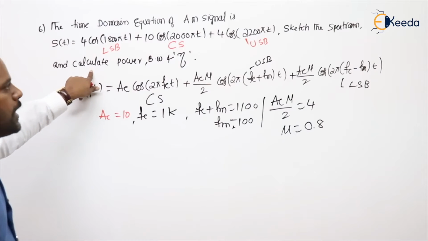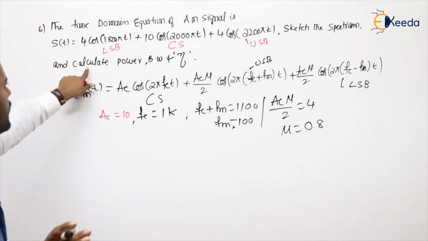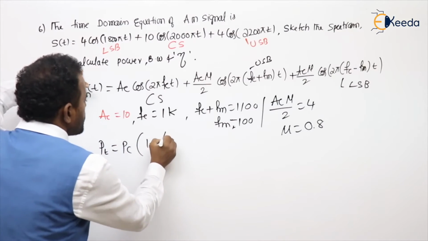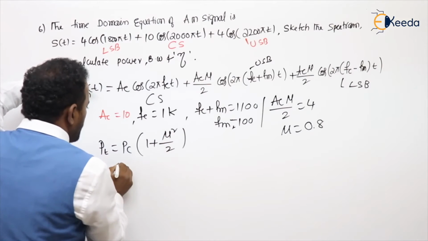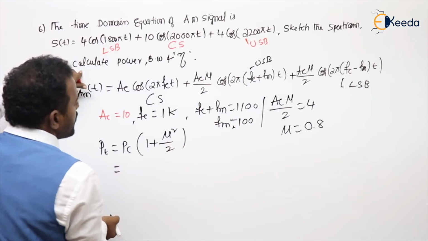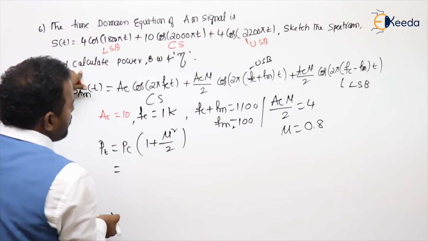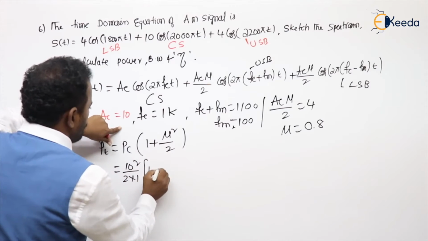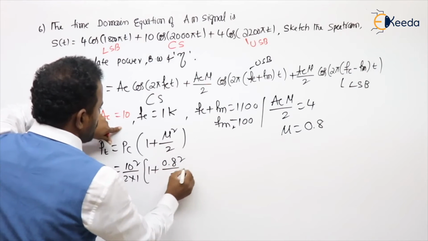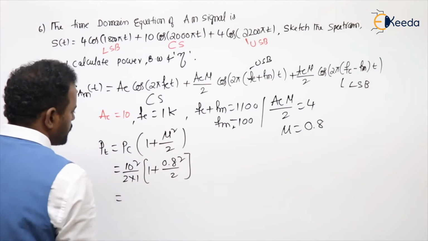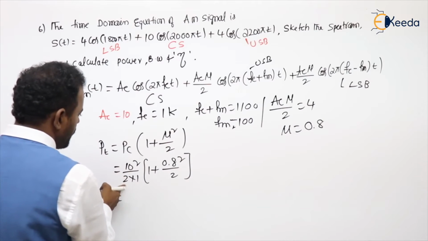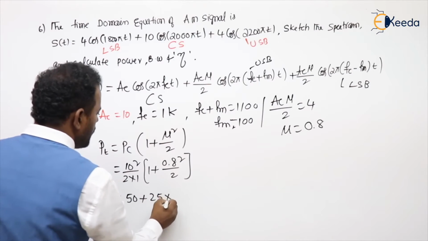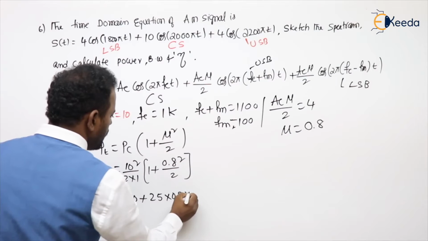First question they are asking, calculate the spectrum. I will draw it. Calculate the power. What is the power? Total power PT equal to PC into 1 plus mu square by 2. What is the PC value? PC is AC square by 2R. Are you getting? AC value 10. 10 square by resistance. Resistance is not given, so take 1 ohm. 1 plus 0.8 whole square by 2. Then how much will you get? This is 10 square, 100 by 2, 50. Plus 50 by 2 will be 25 into 0.8 into 0.8.